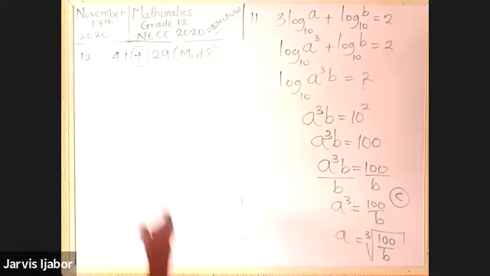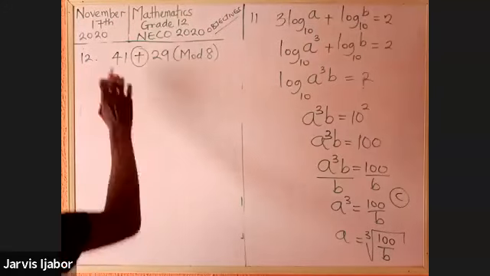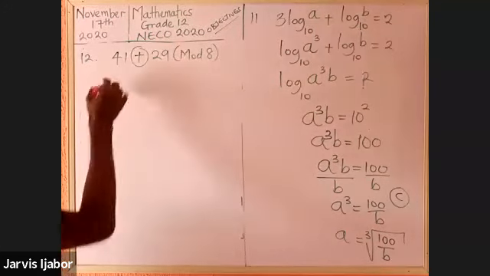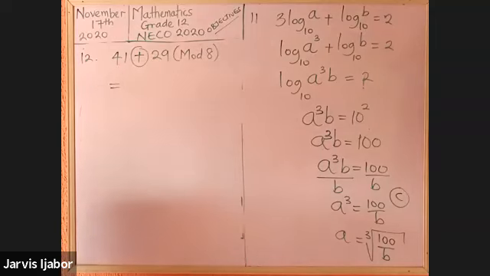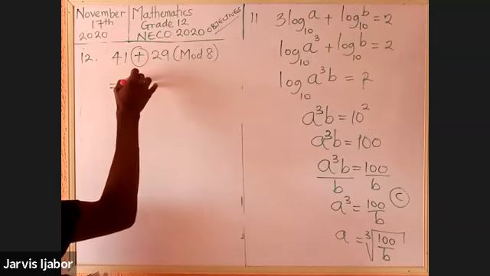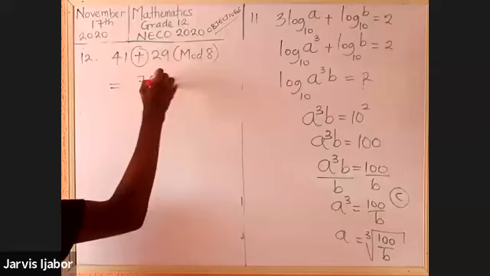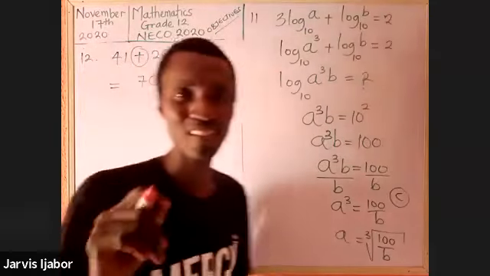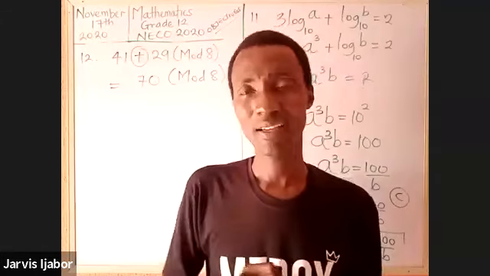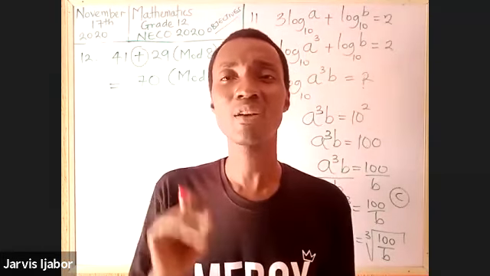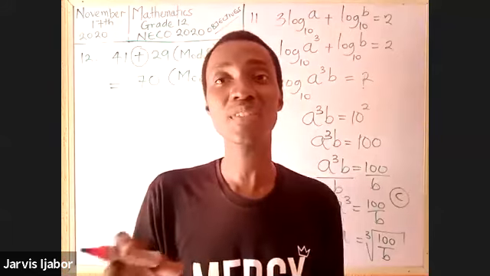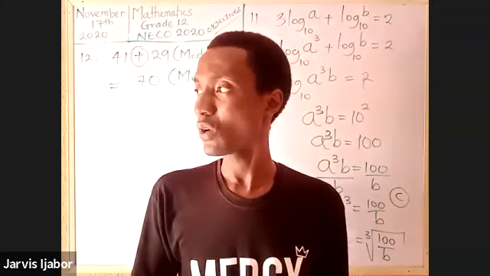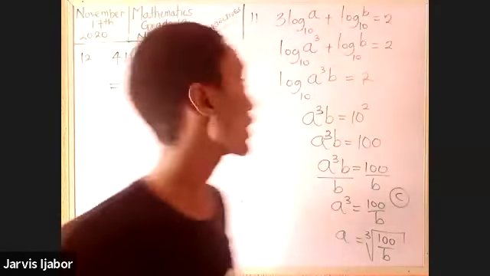Let's see what happens. Look at this. There are two options. You can add the numbers first. So I'll just keep it simple. Add it, and that gives you 70 mod 8. Now, what is essentially the concept of modular arithmetic? The concept of modular arithmetic is the concept of remainder. Your answer is always a remainder.